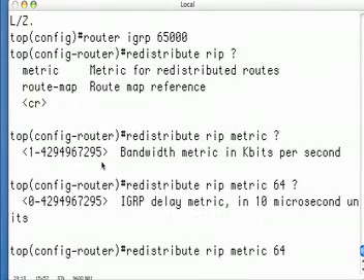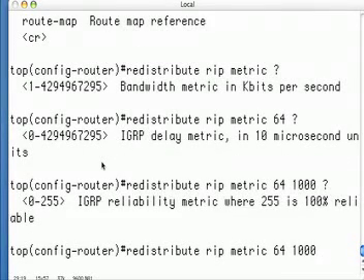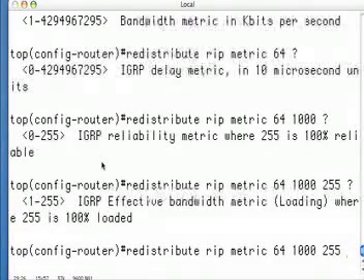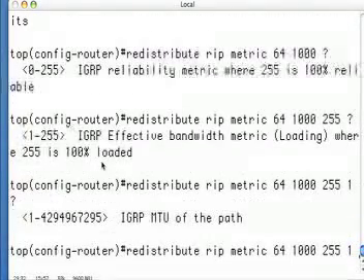Hit question mark again. What's the delay in 10 microsecond units? I'll go with 1,000 microseconds. I'm just picking large numbers. Reliability, we're 250. So reliability, this is not used. I just make it all reliable by typing in 255. Bandwidth loading, I'll set 1, which is not loaded at all. Again, this is not used.